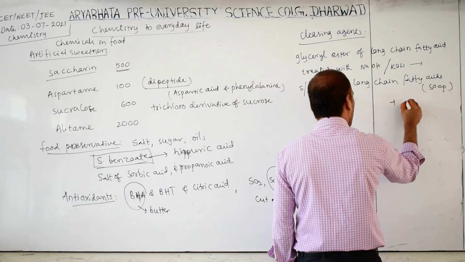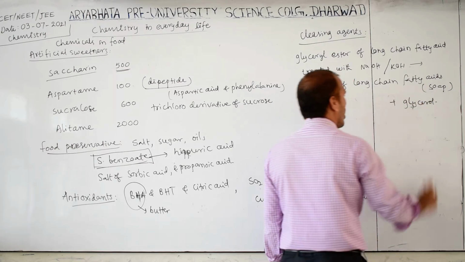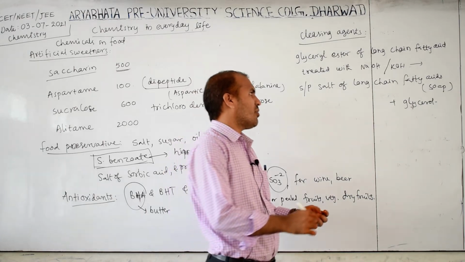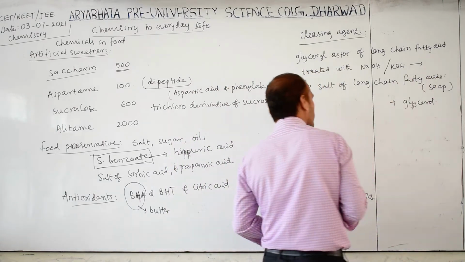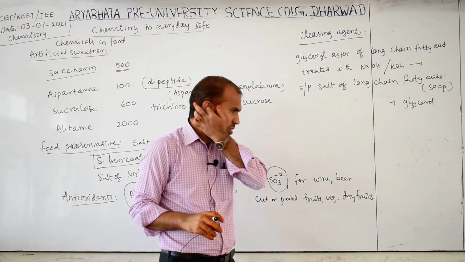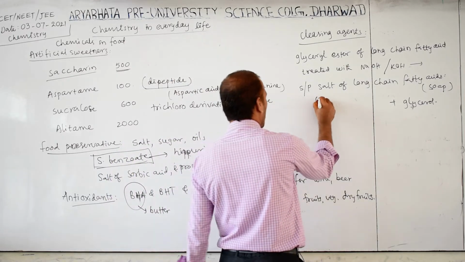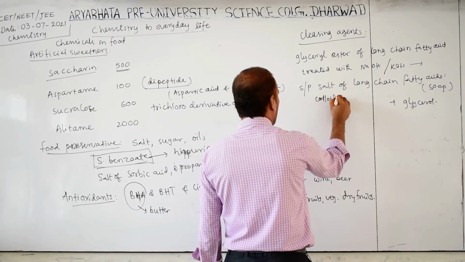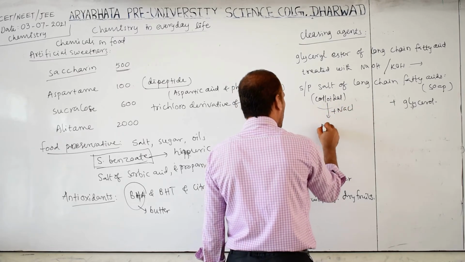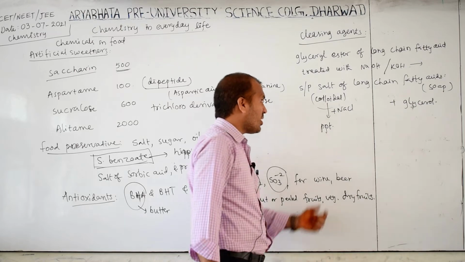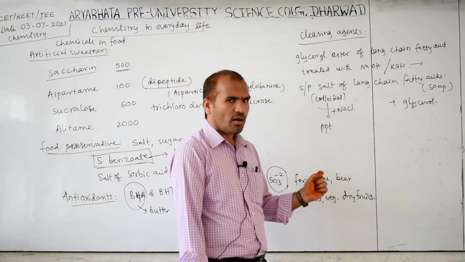Along with this, what is there? Glycerol comes out. How is it separated? The long chain fatty acid salt is formed in emulsion type or colloidal form. To this, if you add NaCl, it will be precipitated. That precipitate is the sodium or potassium salts of fatty acid. That is only called soap.